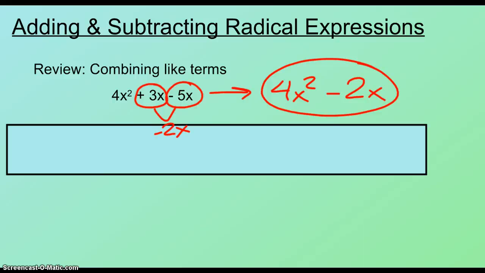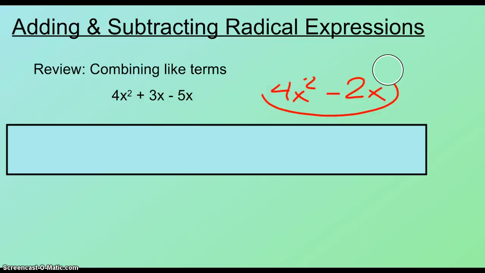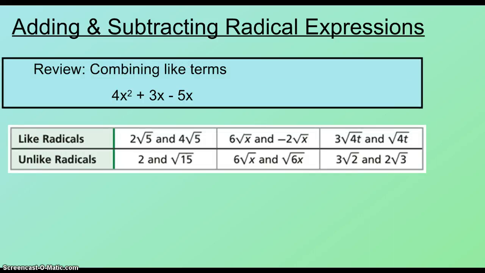So remember, when you're adding or subtracting, you can only combine terms that are like. If you're multiplying or dividing, everything is fair game. You can multiply or divide any two things together that you want to. But when adding or subtracting, that's where you have to follow the like term rules. These same rules apply when you're looking at radicals.